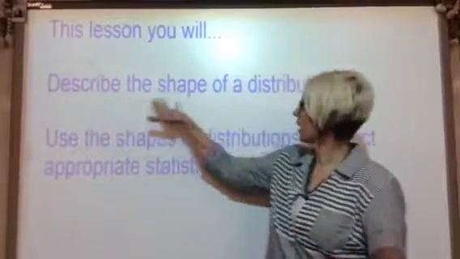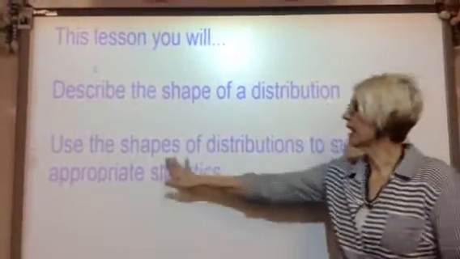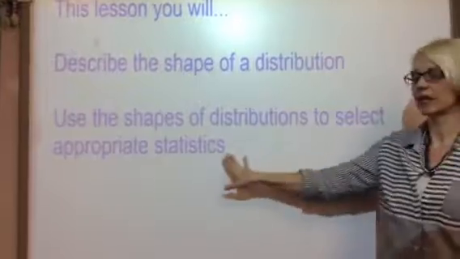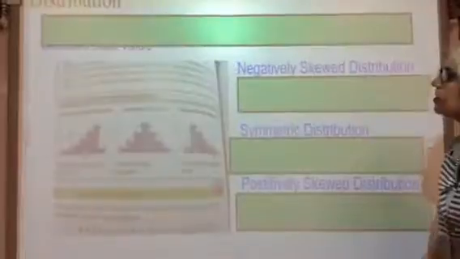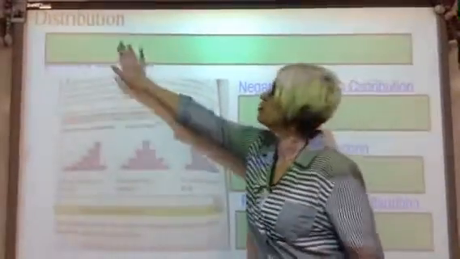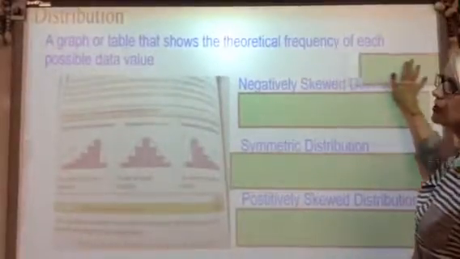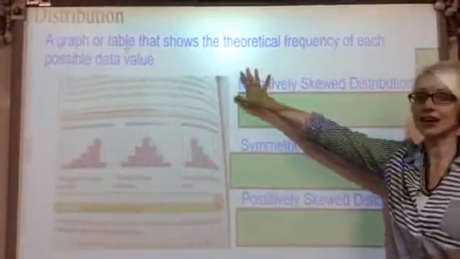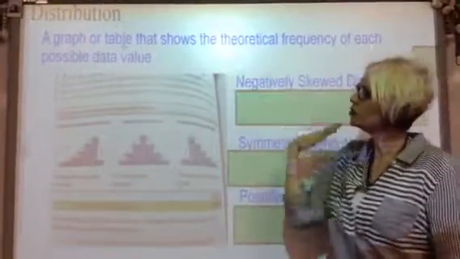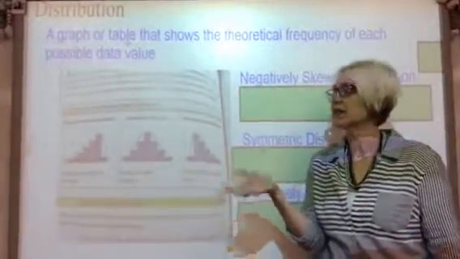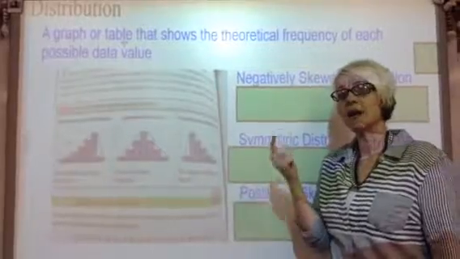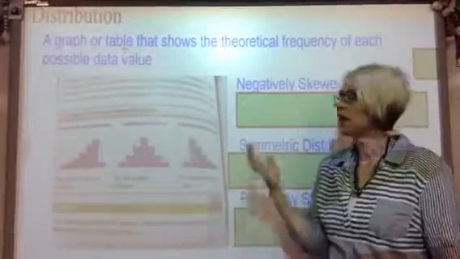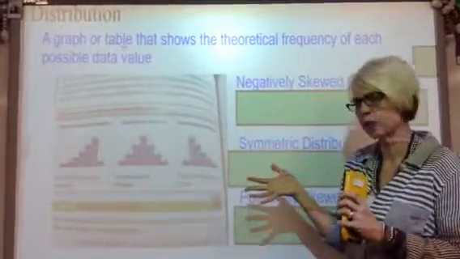In this lesson, you will describe the shape of the distribution and use the shapes of distributions to select appropriate statistics. So first of all, what is a distribution? It is a graph or table that shows the theoretical frequency of each possible data value. The two types of graphs we're going to use today are a histogram and a box and whisker plot. And you should be somewhat familiar with both of those.